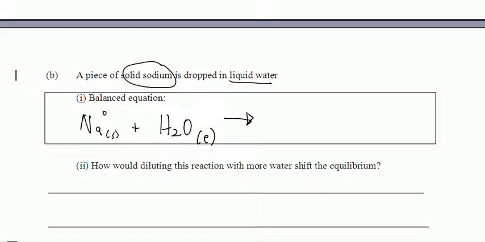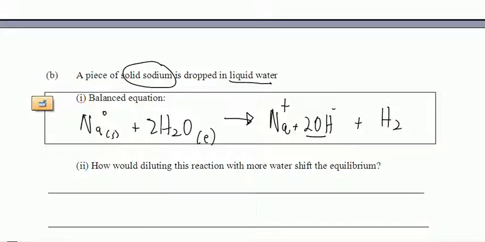Okay, we don't see any ions, so we're going to have to go to our cheat sheet. And according to the cheat sheet, this is what you get. It's an alkali metal placed in water. We're going to get a basic solution from this after it's balanced. Hydrogen is a gas, and these ions are separated in solution. Right here, they're separated, so they have to be aqueous.